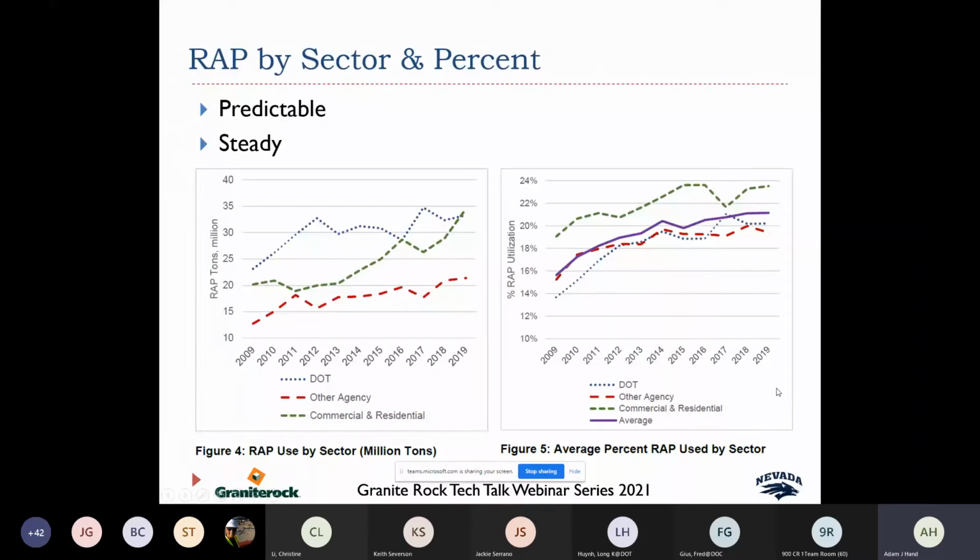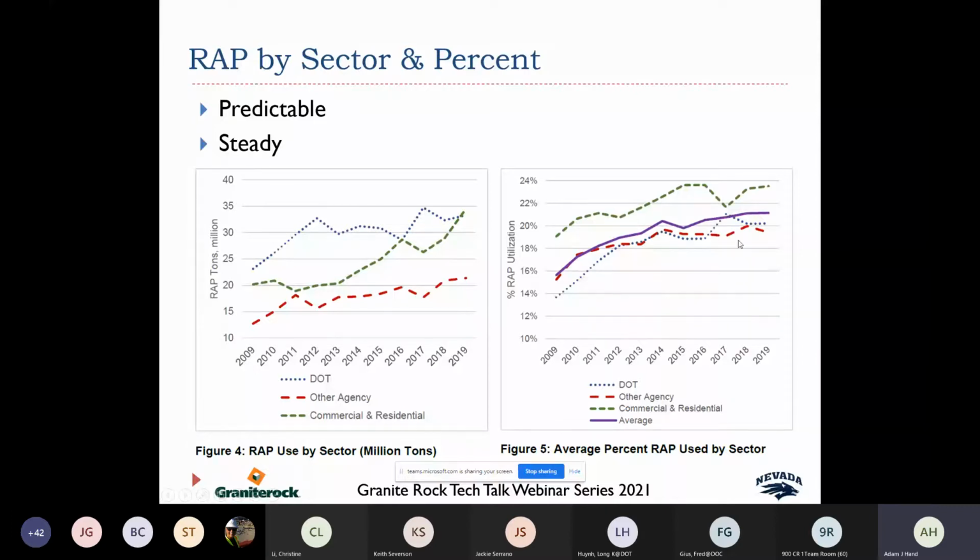This slide shows two different things. One is on the left, the tonnage, and on the right, the average percent RAP used. And this is a function of time. If you go back to 2009, we all remember, unfortunately, what happened back then, the economy crash, right? So there was obviously a desire to increase the amount of RAP used in hot mix asphalt, and so we saw a steady, pretty rapid increase up until about 2014, 2015, and it's really been sort of flat since then.